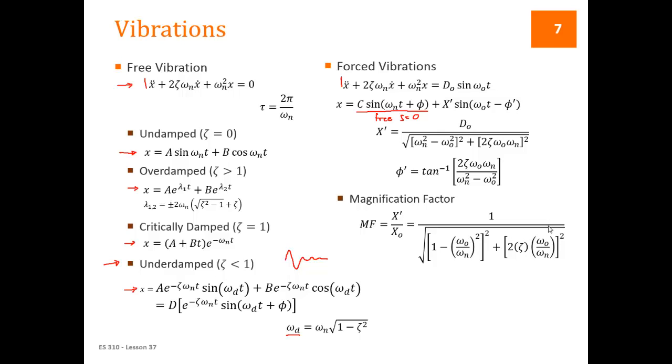So to find the magnification factor, which is the ratio of the output amplitude to the input amplitude, we use this expression, which once again is a function of omega naught, omega n, and zeta.